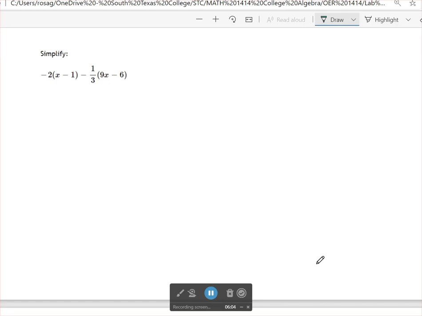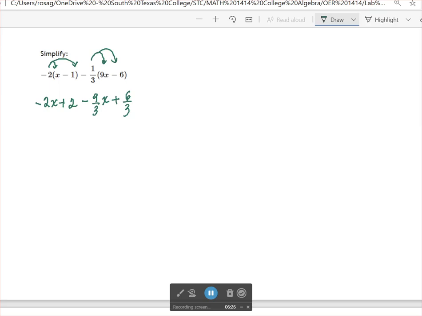So if I'm going to simplify this by hand, you can do the calculator, but you do have to do it by hand. Negative 2x plus 2. And then I'm going to multiply these by the negative 1/3. So I get negative 9 over 3x plus 6 over 3. Now, if you put it in your calculator, it'll give you the answer.